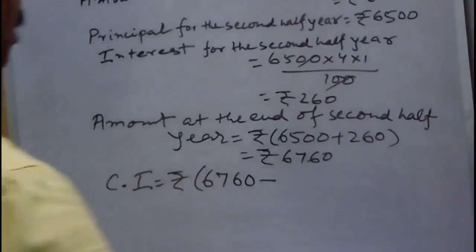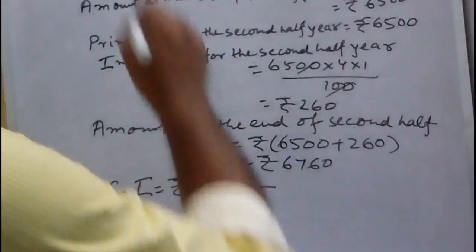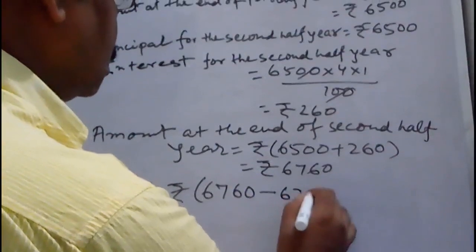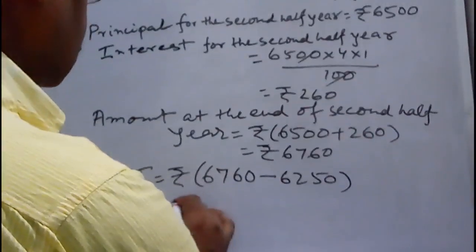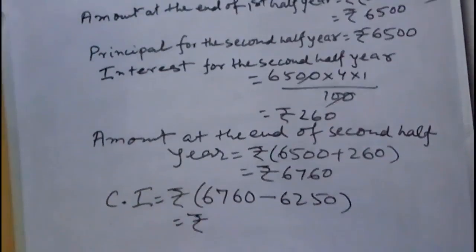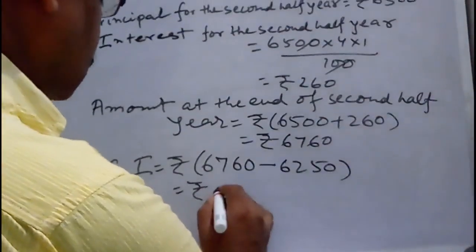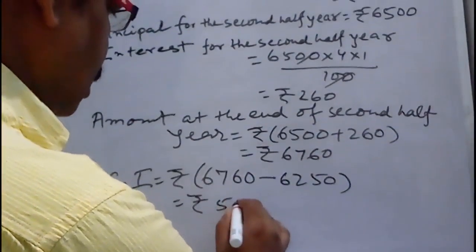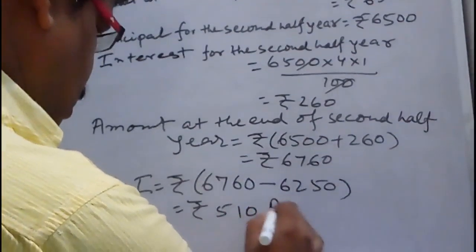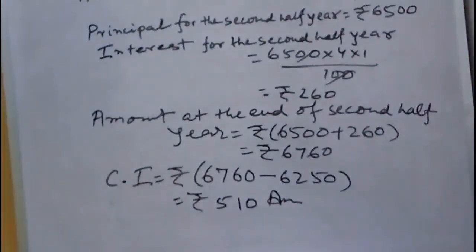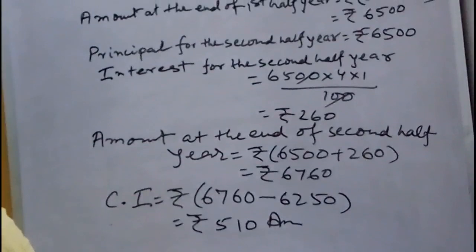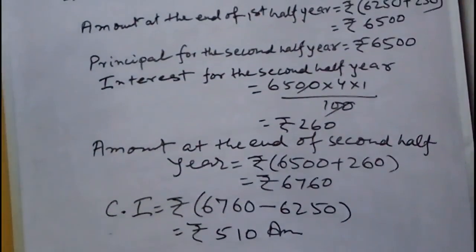6760 minus 6250. Now subtract it, that is equal to 510. So this one is the answer.